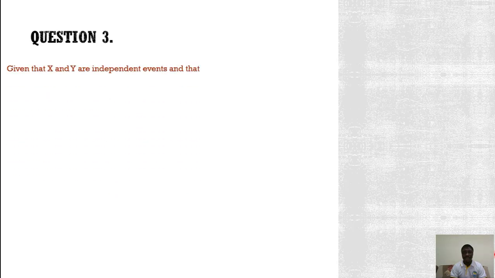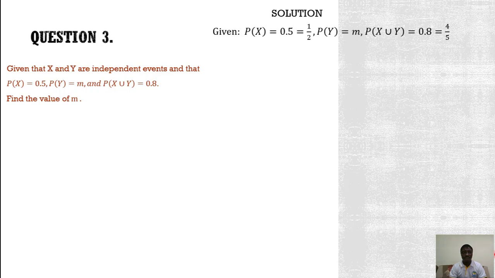Let's look at our third question. Given that x and y are independent events and that probability of x is equal to 0.5, probability of y equal to m, and probability of x union y equal to 0.8. Find the value of m. This is a very interesting question. Now let's look at the solution to this.